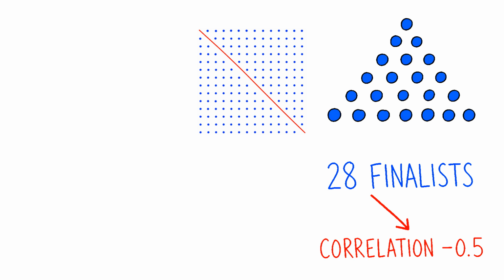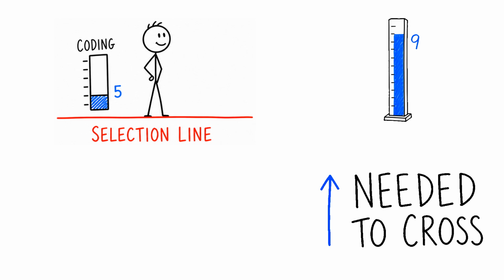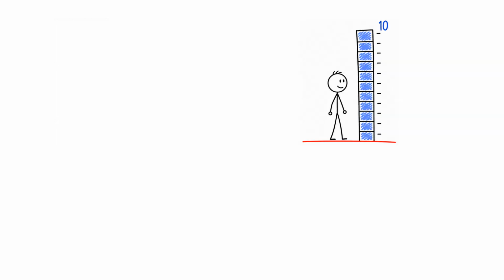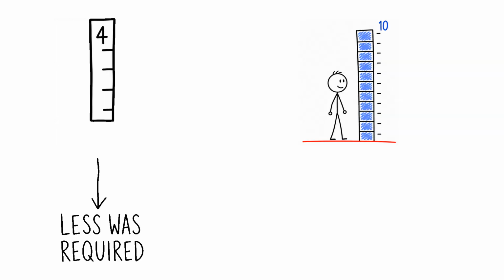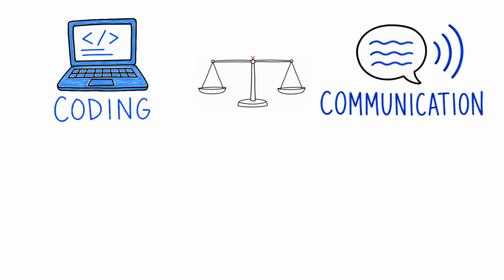Nothing about the applicants changed. Only the question, who gets observed? Among finalists, learning that someone scored lower on coding tells you something new. They probably needed stronger communication to cross the same threshold. If their coding score was already very high, less communication was required. One strength can compensate for the other because selection depends on both. That compensation creates the downward slope.